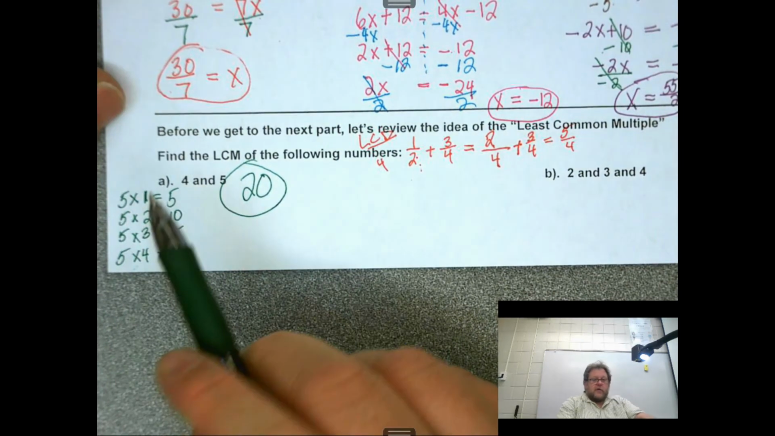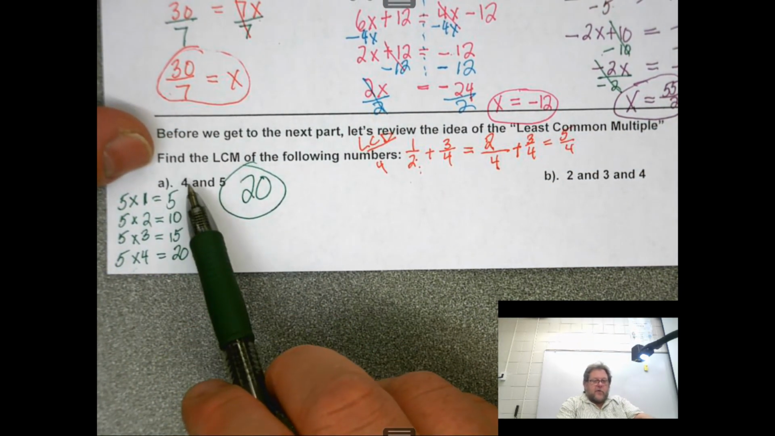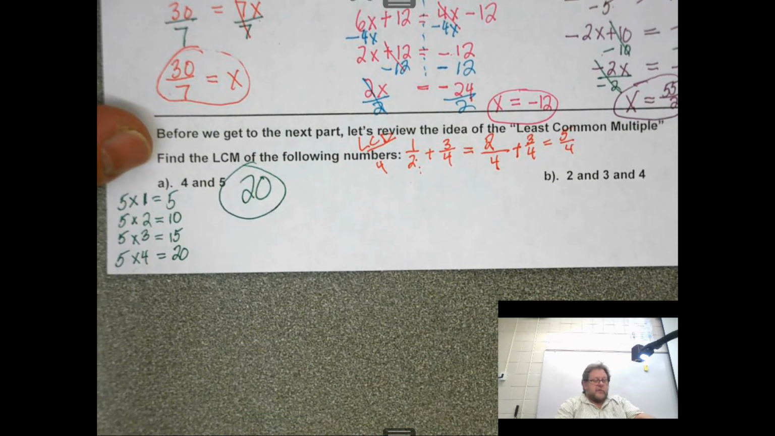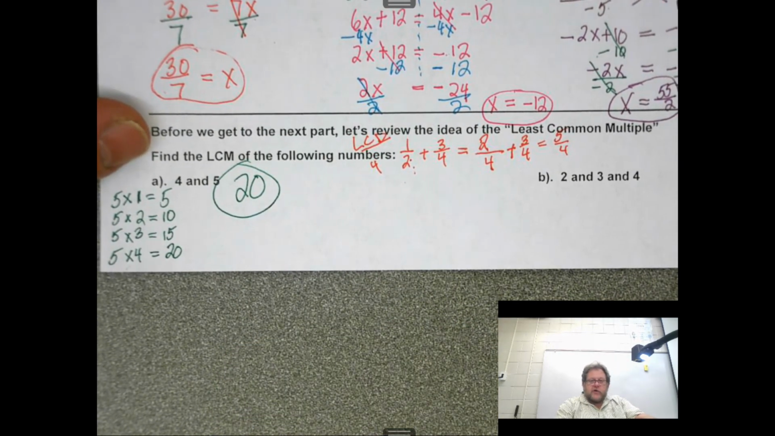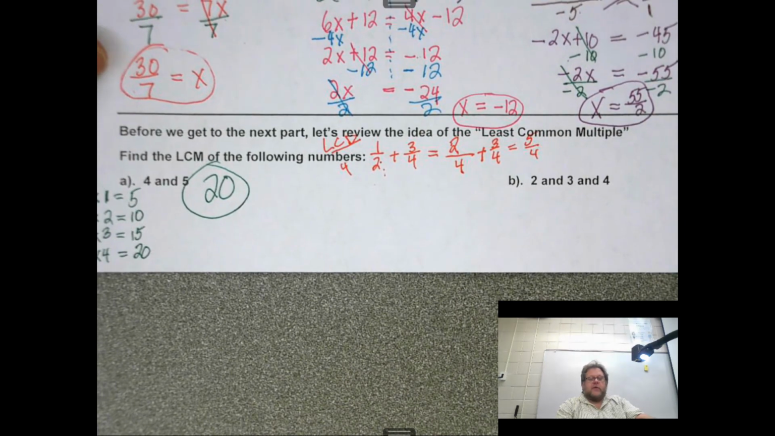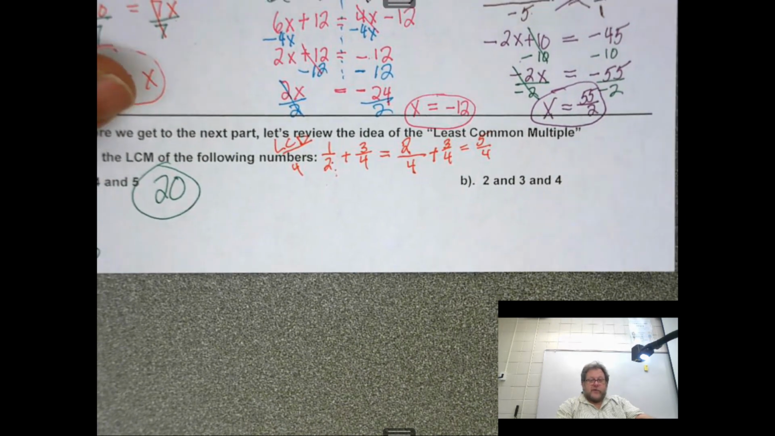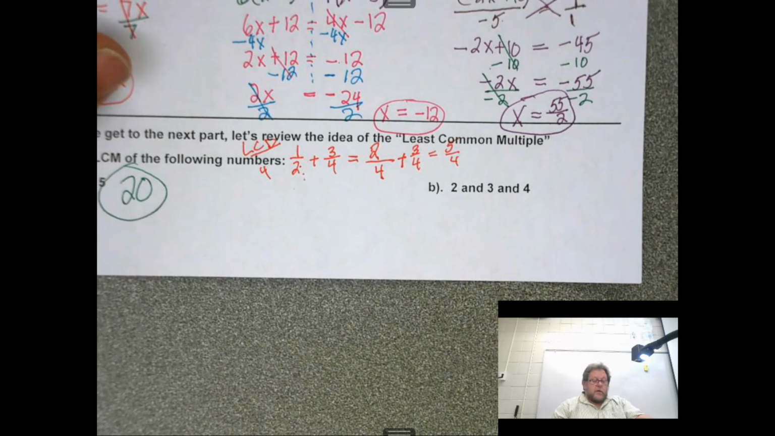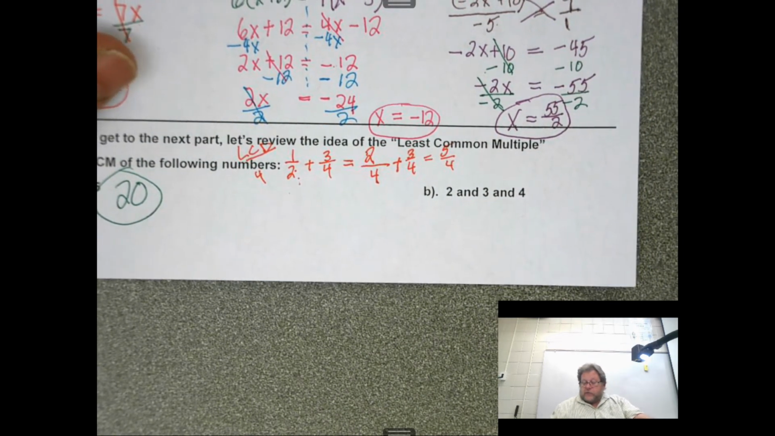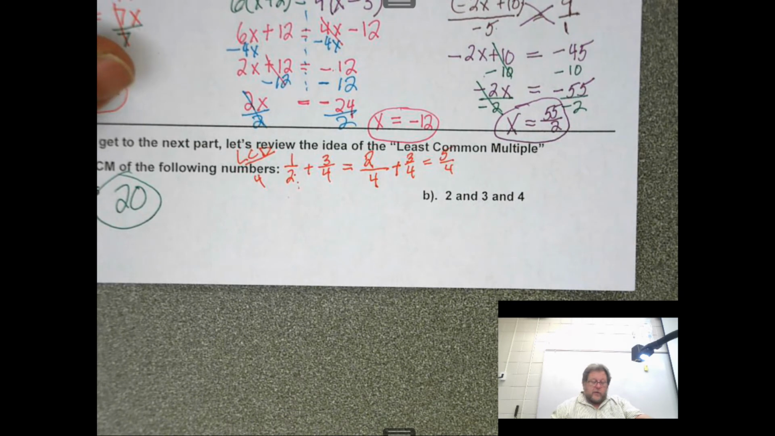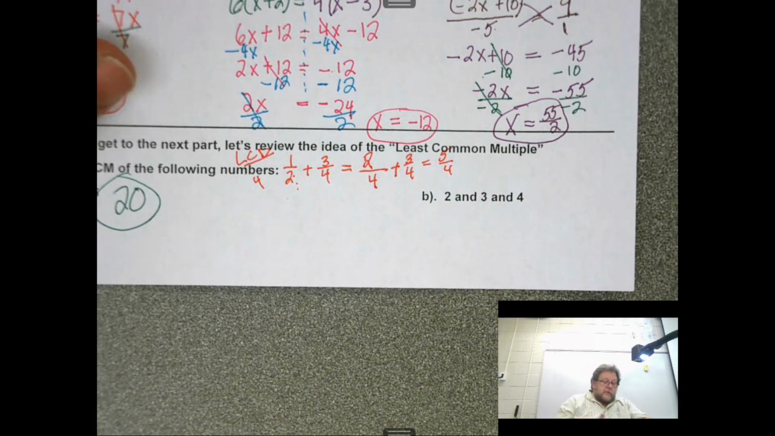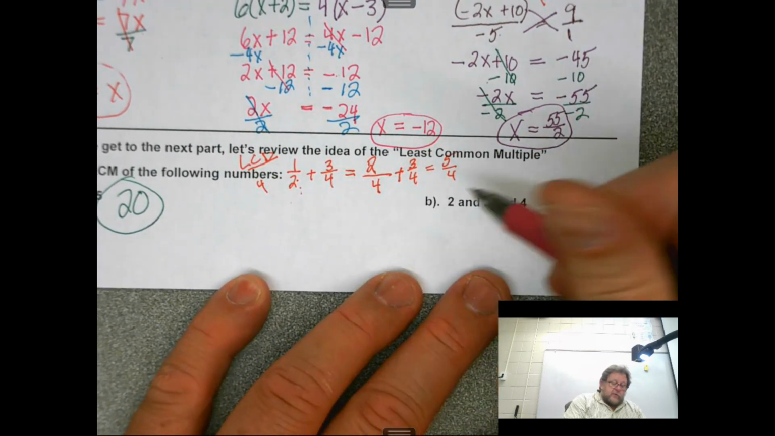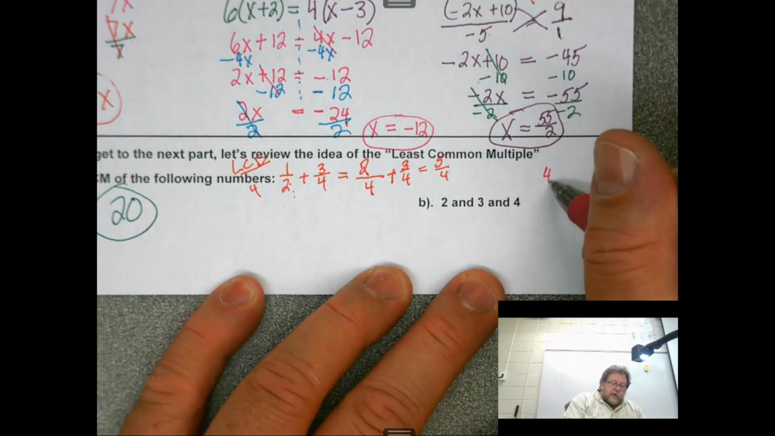Okay, so now the next one, 2, 4, and 3. I'm looking at 2, 3, 4. So I take my highest one. Let's see, 4 times 1 is 4. 2 divides into 4, but not 3. So that's not good. 4 times 2 equals 8. Let's see, does 2 divide into 8? Yes, it does. Does 3 divide evenly into 8? Nope.